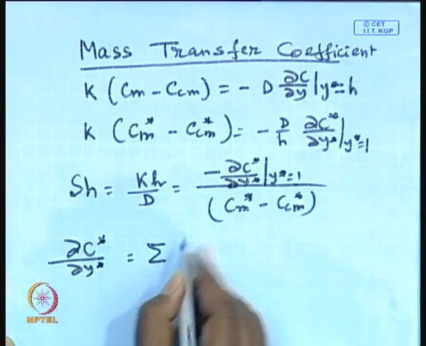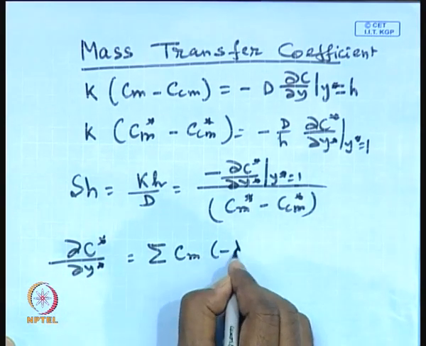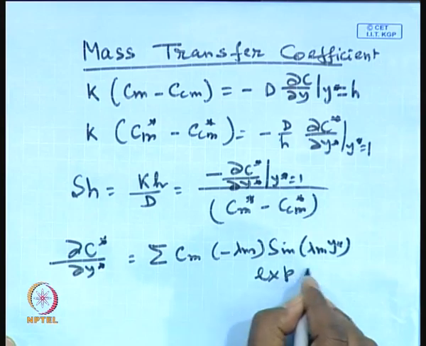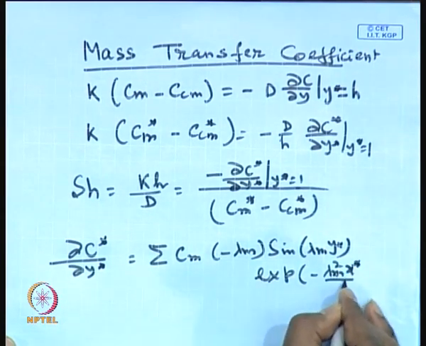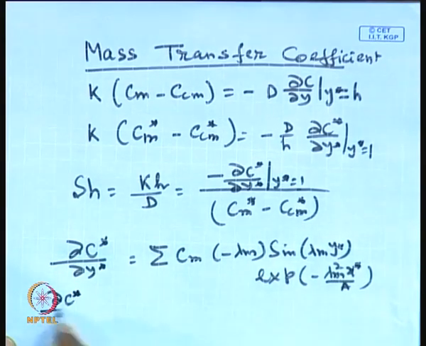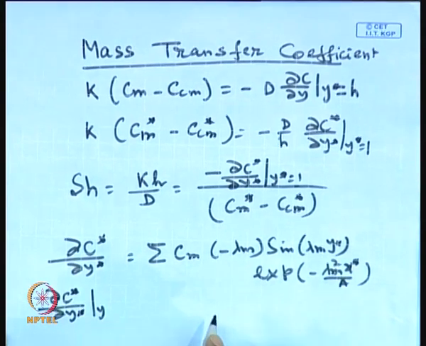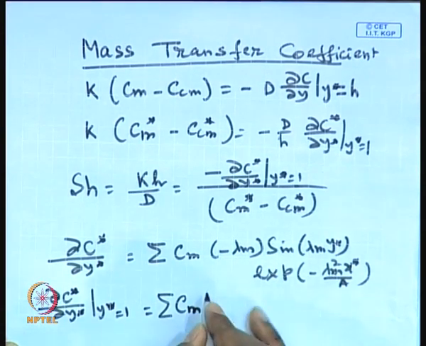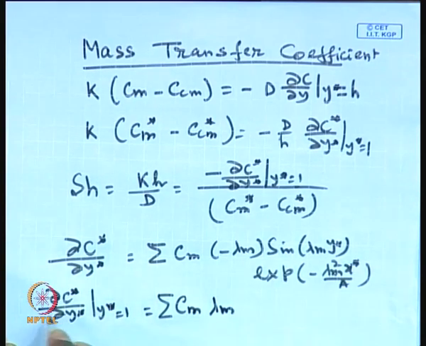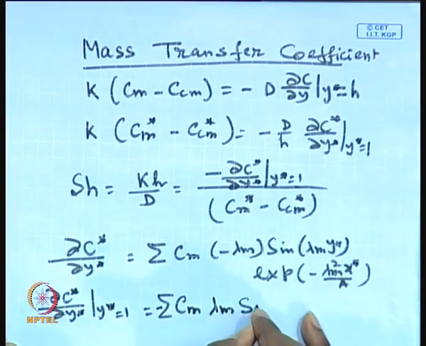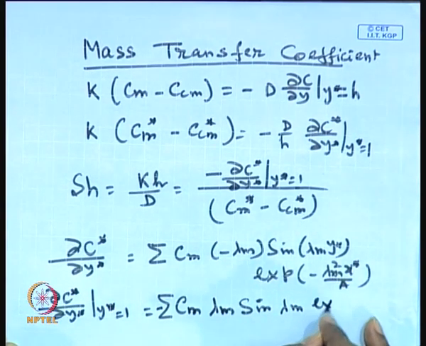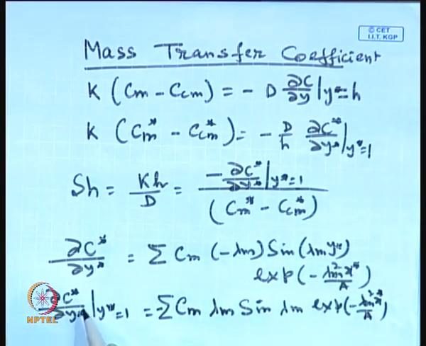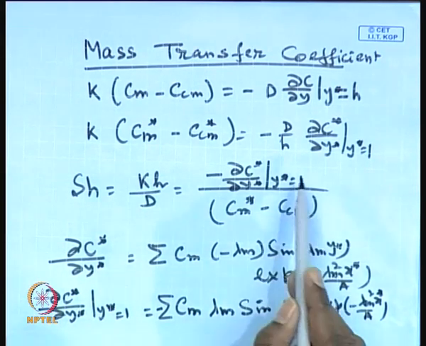Del c star by del y star will be nothing but the summation of c m minus lambda m sin lambda m times exponential minus lambda m square x star over a. And del c star by del y star evaluated at y star equal to 1 becomes the summation of c m, lambda m with a negative sign, sin lambda m, exponential minus lambda m square x star divided by a. So that is del c star by del y star evaluated at y star equal to 1. That will come to the numerator.